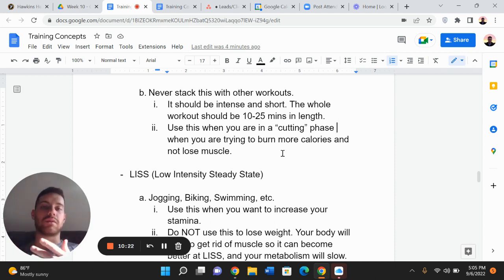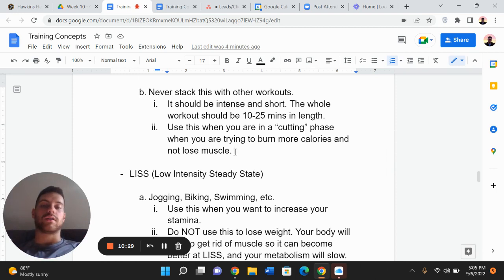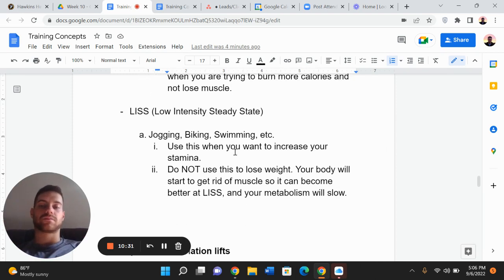Now, when you're in a boosting metabolism phase or you're in a building phase, you do not want to be doing a bunch of cardio. This is a tool, again, to be used strategically.